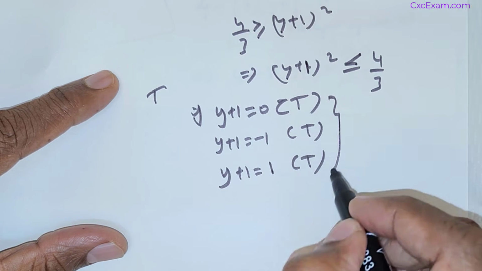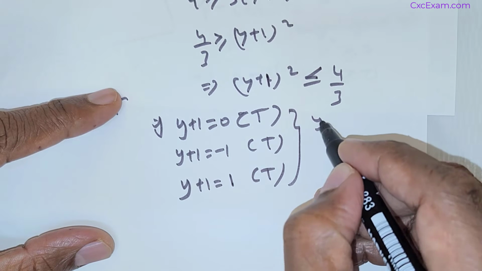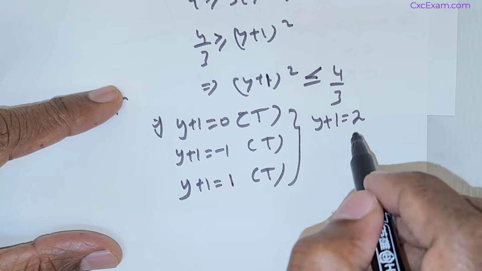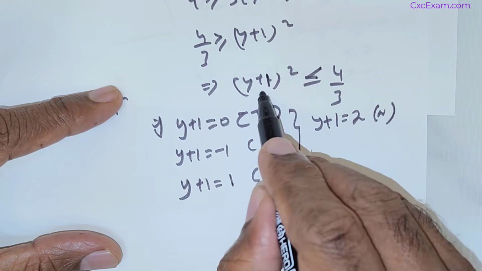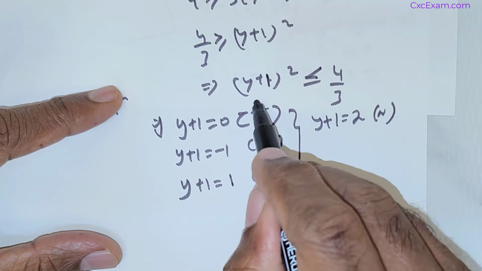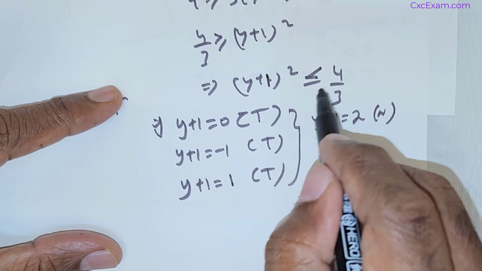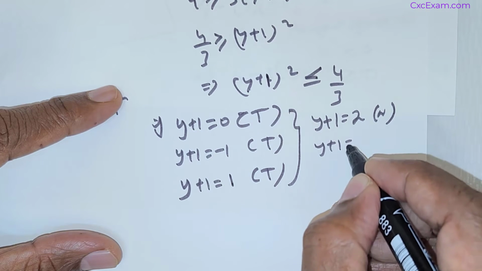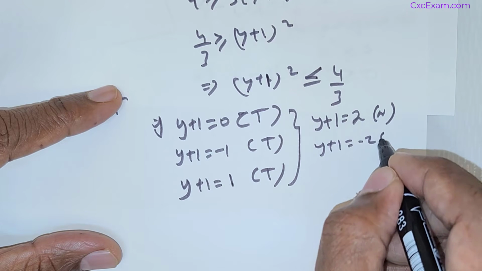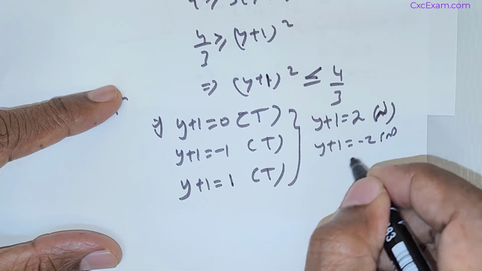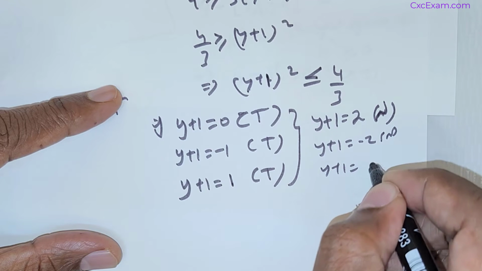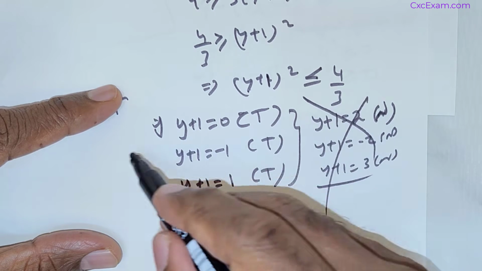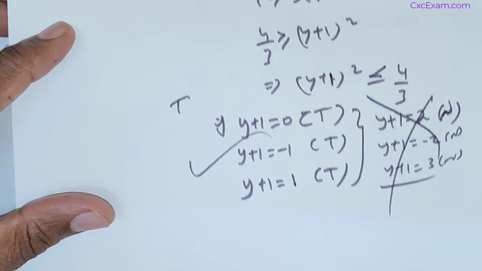So having given you this, say for example, if we substitute y positive 1 is equal to 2, is the system true? No. You get 4, right? 2 squared, you substitute there, you get 4. 4 is not less than equal to 4 over 3. Now if you substitute y positive 1 is equal to negative 2, is it true? No. 3, substitute 3, no. So none of the other values will hold good here. Only these are the set of the values that will be holding good.